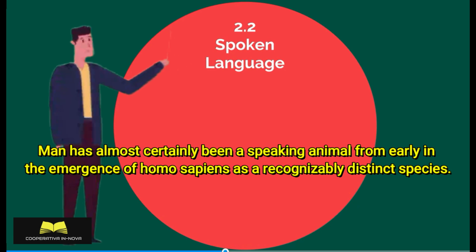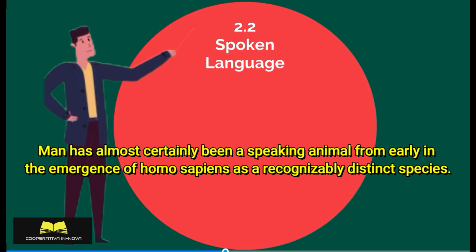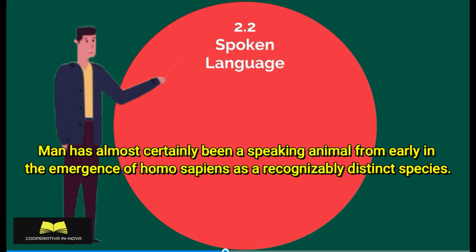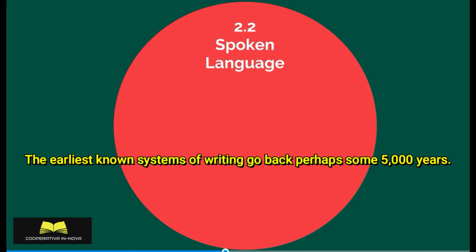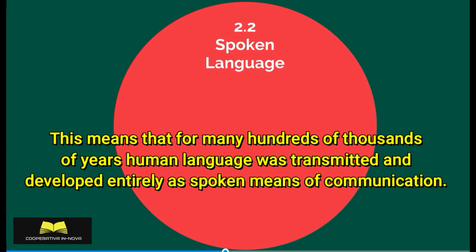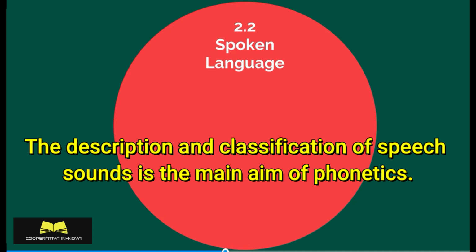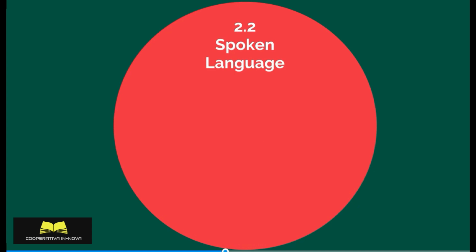Man has almost certainly been a speaking animal from early in the emergence of Homo sapiens as a recognizably distinct species. The earliest known systems of writing go back perhaps some 5,000 years. This means that for many hundreds of thousands of years human language was transmitted and developed entirely as spoken means of communication. The description and classification of speech sounds is the main aim of phonetics.